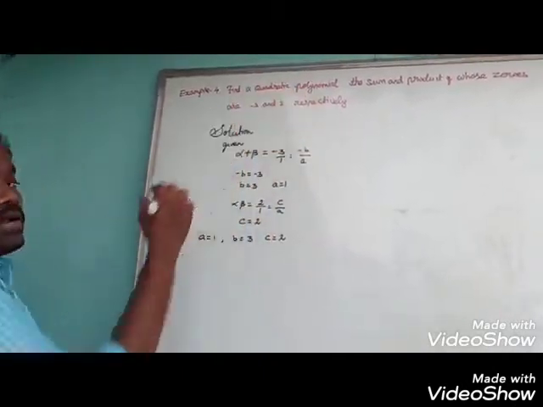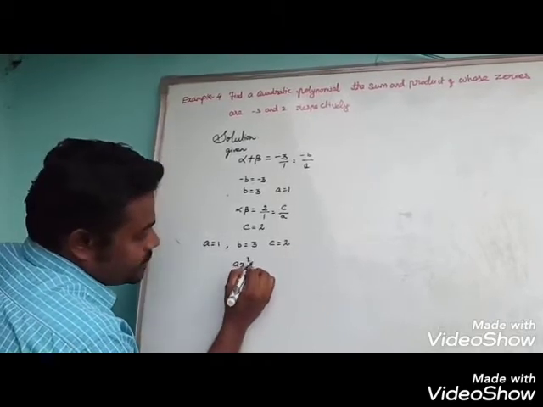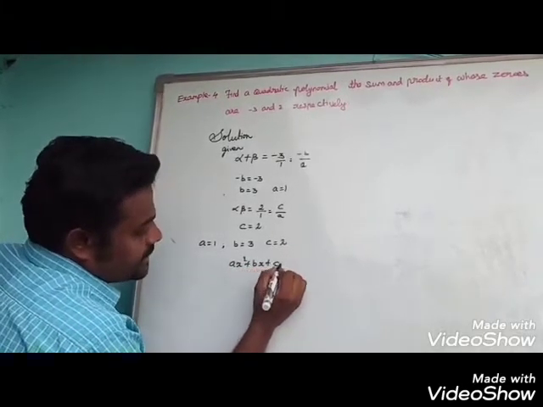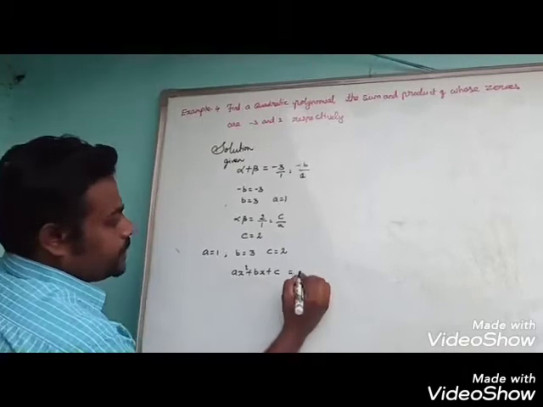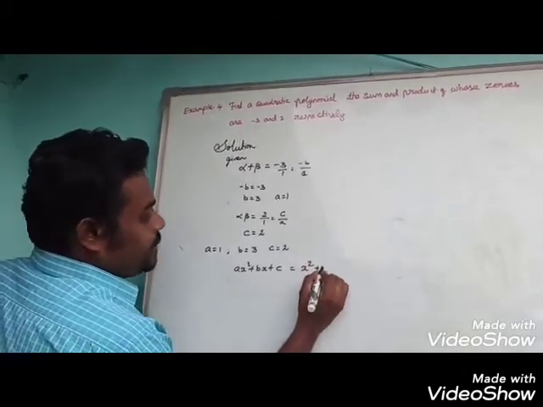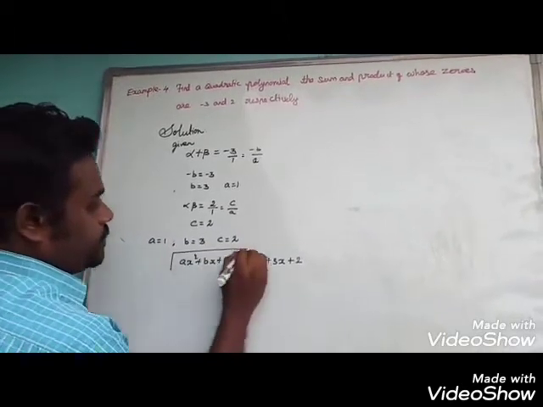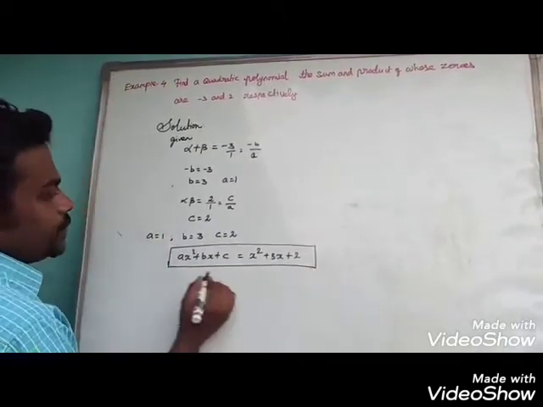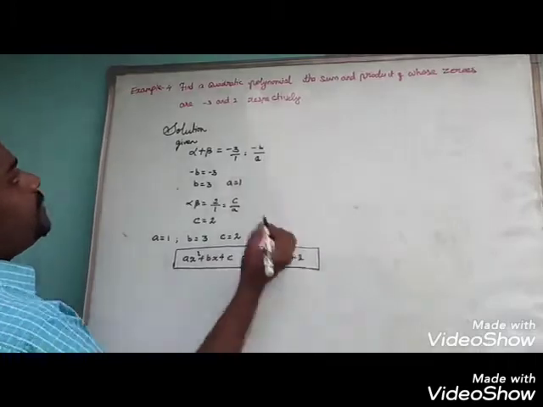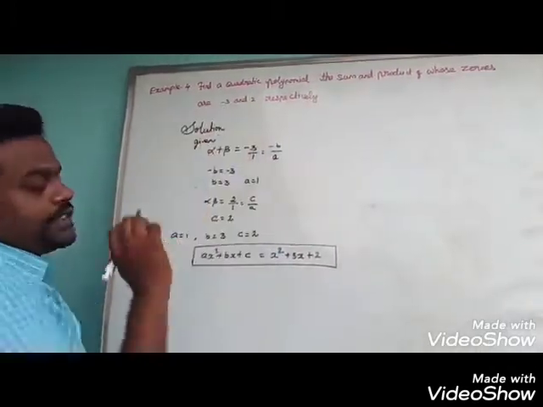So what is the basic form of the quadratic polynomial? ax square plus bx plus c is equal to x square plus 3x plus 2. So this is the quadratic polynomial for the given sum and product of zeros.